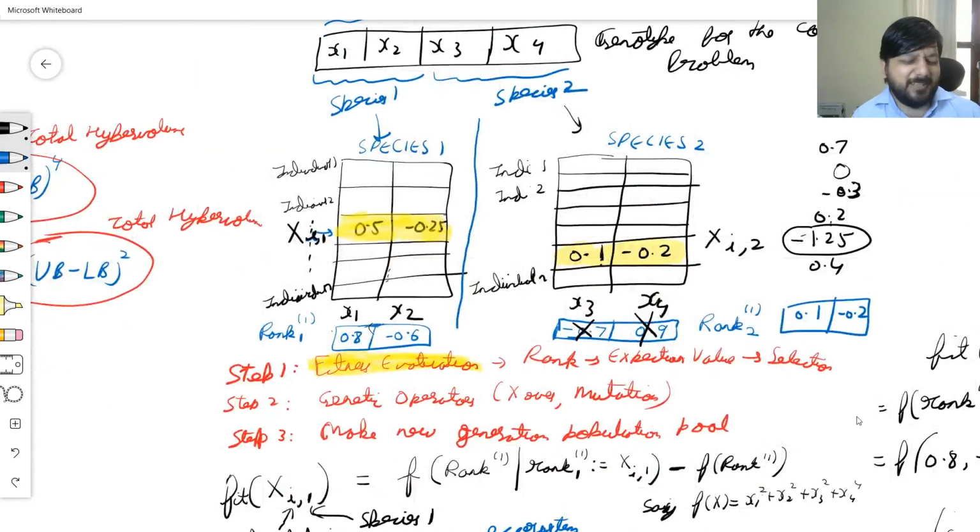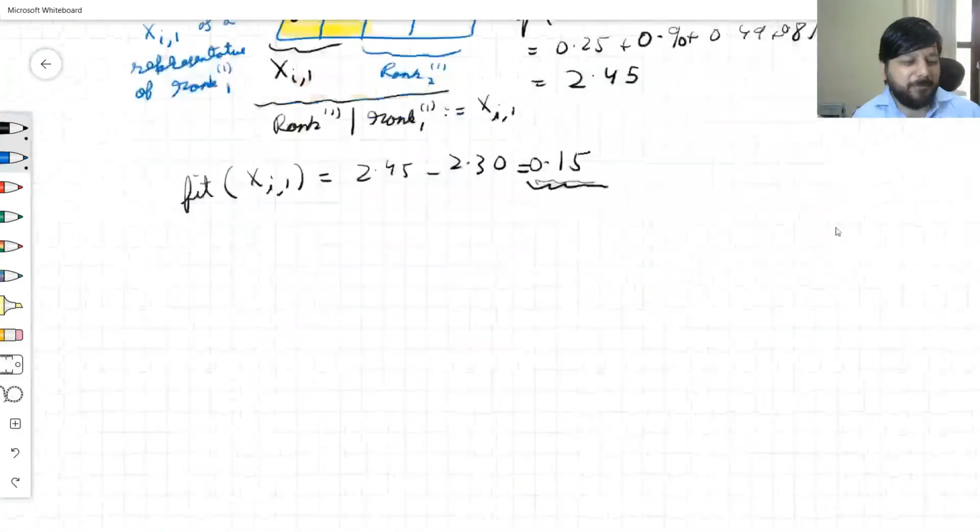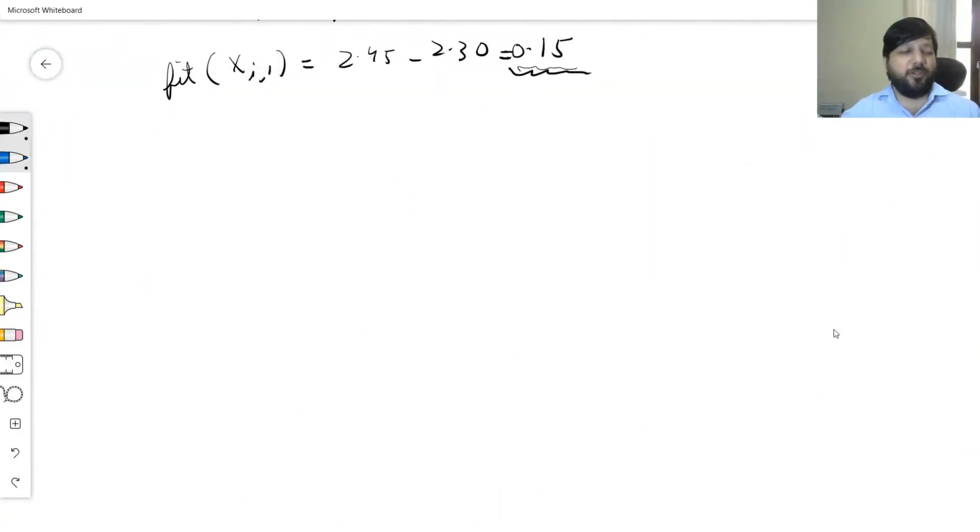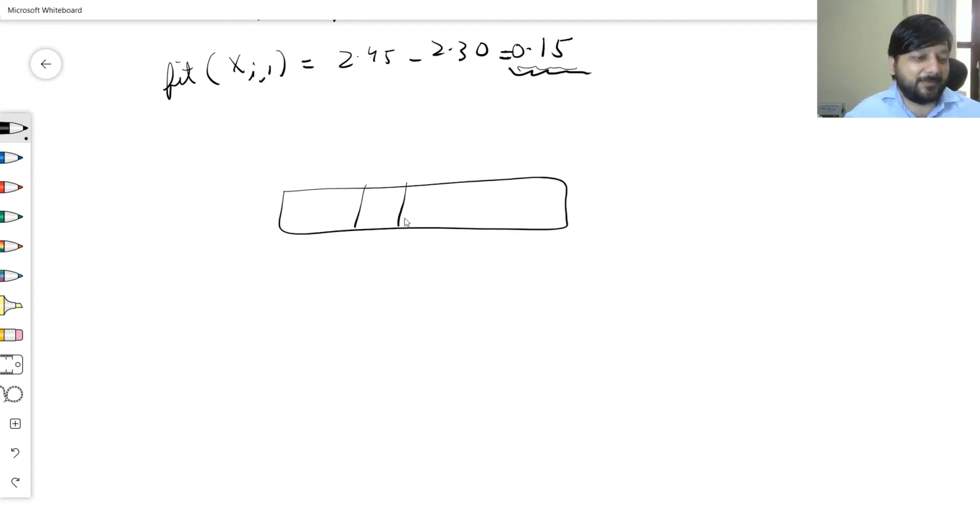Now let me point out one major flaw over here. So let's take the entire population, let's take the entire problem again. So we had a species 1 and we had a species 2.